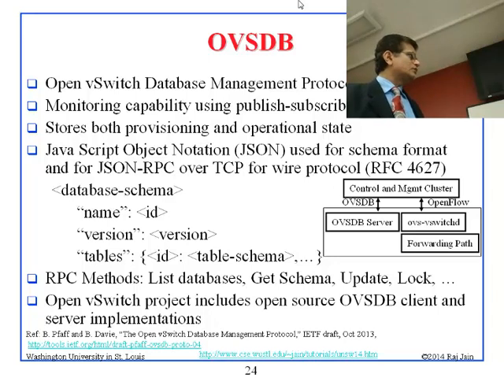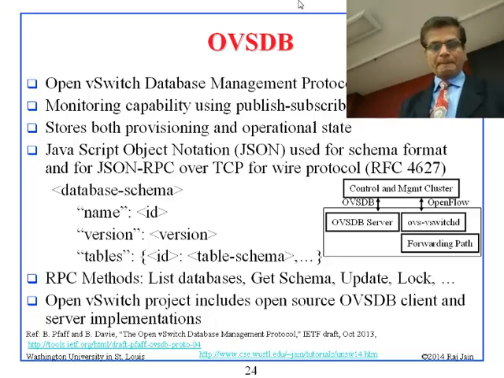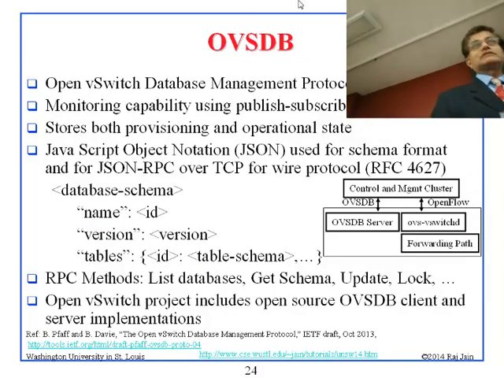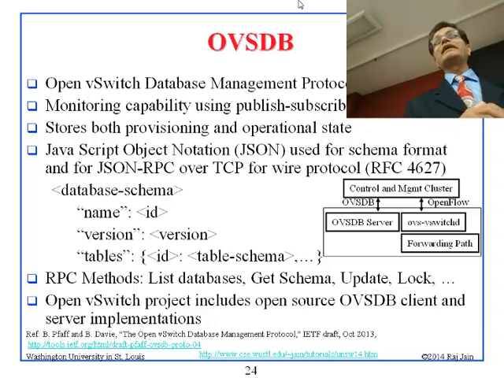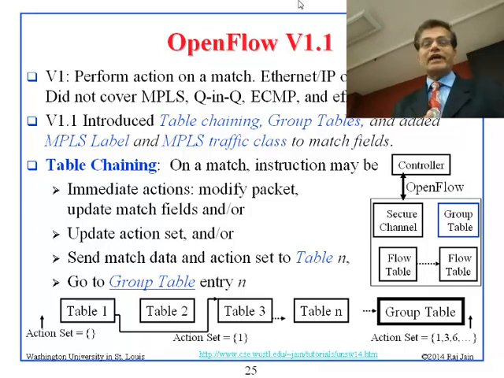So you can get all of this download free. That is one good thing, that it includes the client and the server. All right. Now you basically understand how OpenFlow works, but that is version 1.0. And most of the switches that you buy today on the market are 1.0. But they figured out that it doesn't do something. So they had to make a next version, 1.1. And 1.1 introduced MPLS.